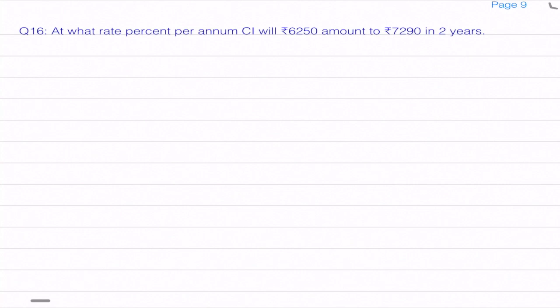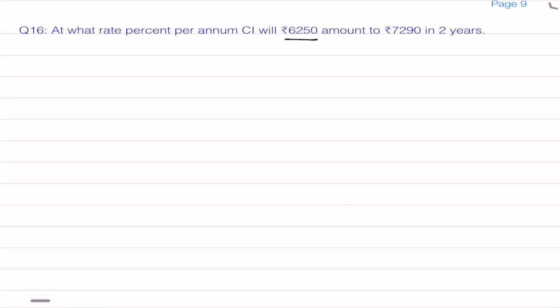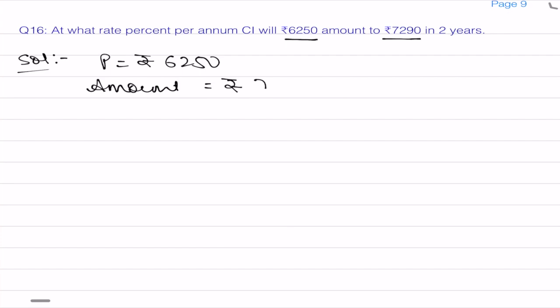Next, question number 16. In this question the rate is missing. So at what rate percent per annum compound interest will rupees 6,250 amount to rupees 7,290 in 2 years? They said that 6,250 amounts to this, that means the principal is rupees 6,250. It gives the amount of rupees 7,290 and the time period is 2 years. Rate percent is missing. So we will again use the same formula.